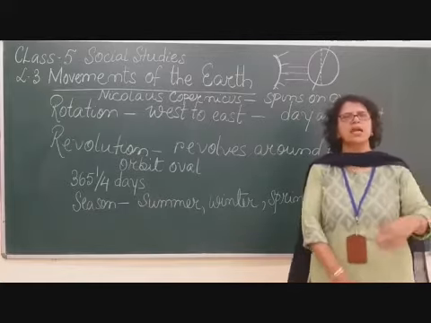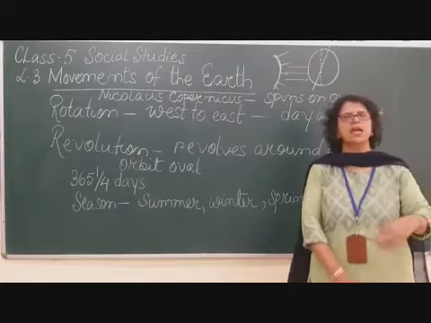Then the next one is the revolution. Revolution is that the earth is moving around the sun. It is moving around the sun in its own path, and that path is called orbit. Like I have discussed with you, we all have our path of going and coming to different places. Similarly, all the planets move in their own path, otherwise they will have collisions and accidents. Our Earth also moves on its own path, or orbit, which is oval in shape, and it revolves around the sun. It takes 365 and 1/4 days.